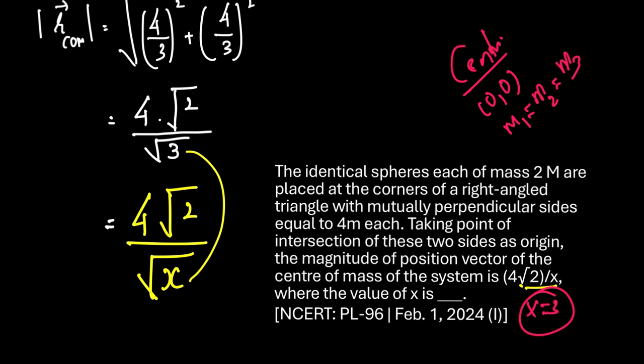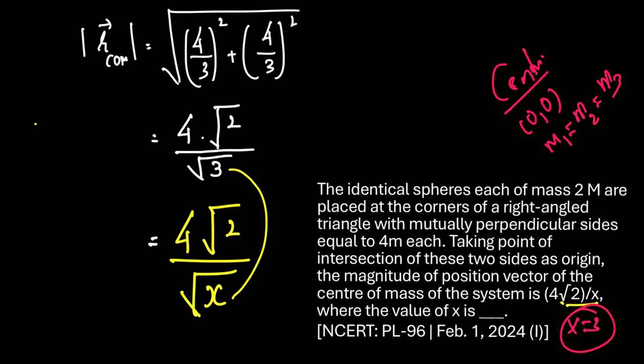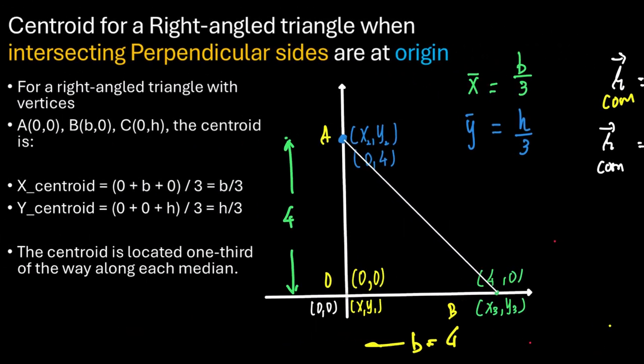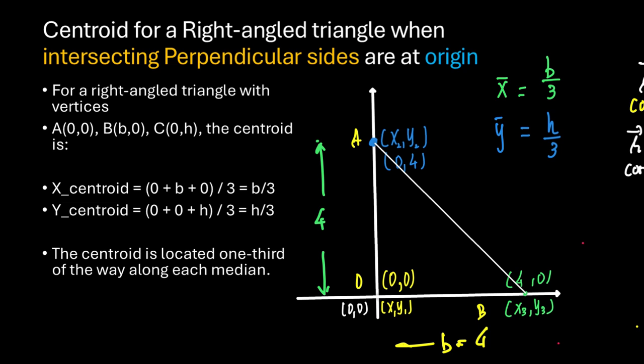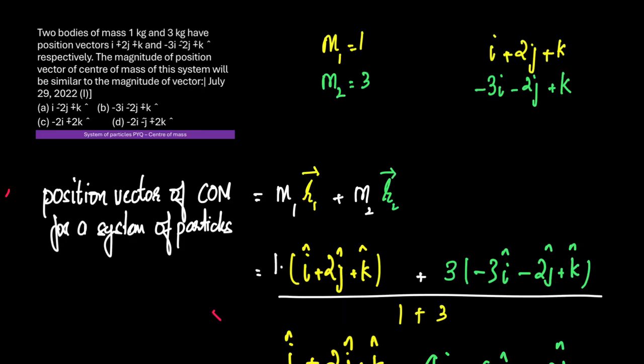All right. Now another question that's based on the concept of position vector of center of mass. This is a very simple, in fact, a very straightforward question based on the topic of vector representation of center of mass. So we've been given two masses, 1 kilogram and 3 kilogram, with the respective position vectors as i plus 2j plus k and minus 3i minus 2j plus k.